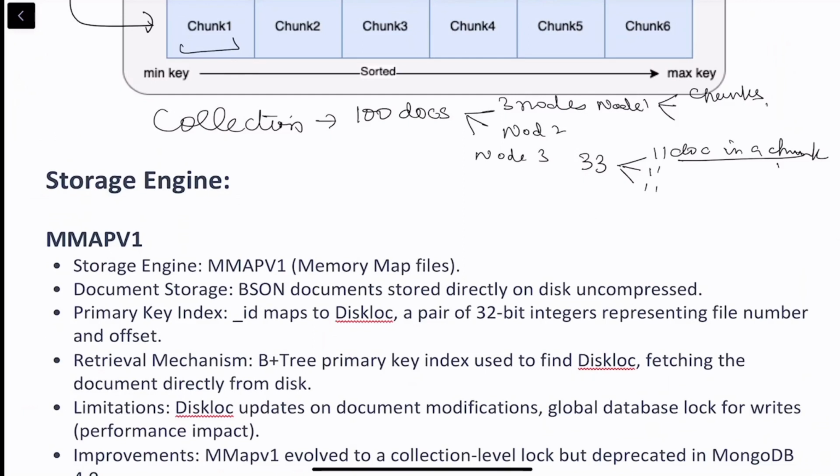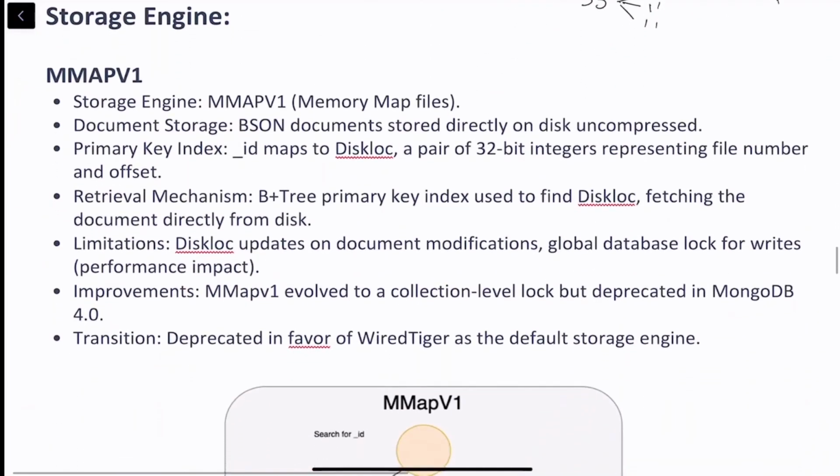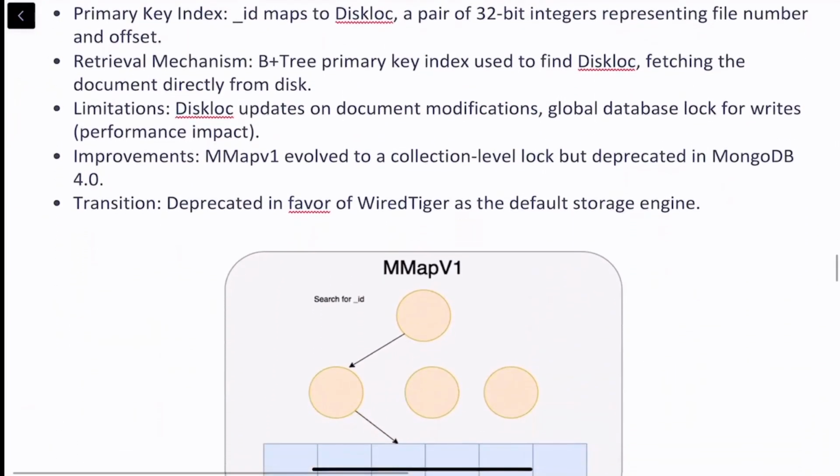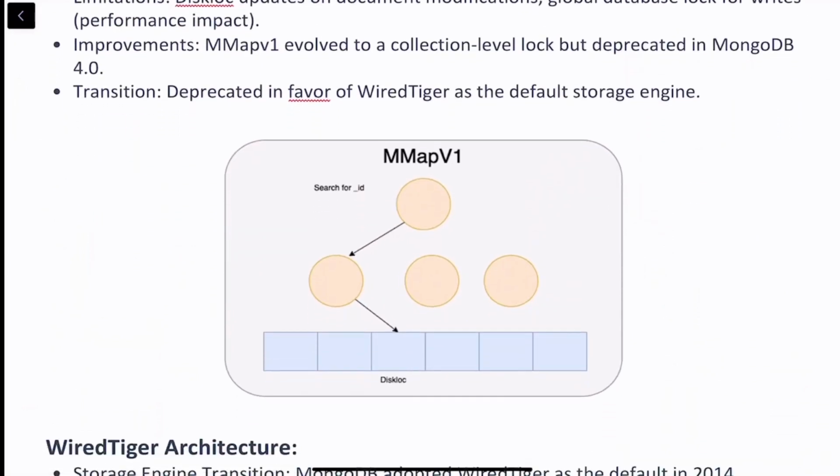Specifically, we'll go over the memory map, and then we'll explore the transition to WiredTiger. As we all know, a database storage engine plays a pivotal role in performance, concurrency, and overall efficiency. So let's dive into the details of it. First up, let's see what memory map is. MongoDB's original storage engine, memory map, took an approach wherein BSON documents were directly mapped into memory using memory mapped access. In memory map, BSON documents were stored on disk in an uncompressed manner. So these documents were uncompressed.